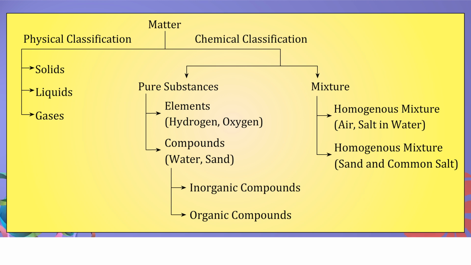Under pure substances, we have elements like hydrogen, oxygen, and compounds like water, and compounds are again divided into inorganic compounds and organic compounds. Coming to the mixture, it is divided into two: homogeneous mixture, which includes air, salt in water, and heterogeneous mixture, which includes sand and common salt.